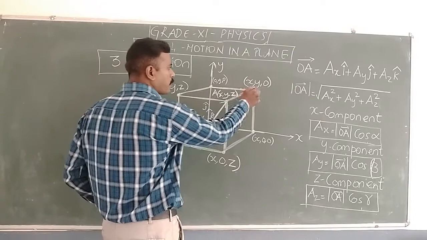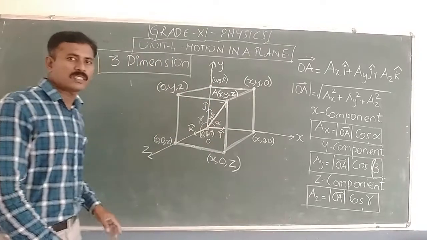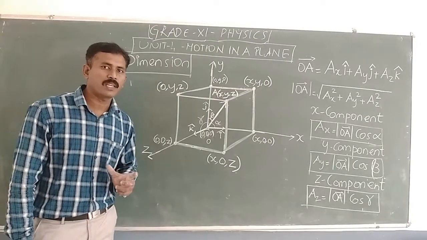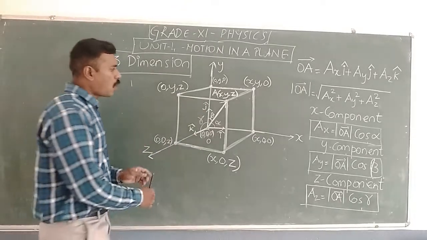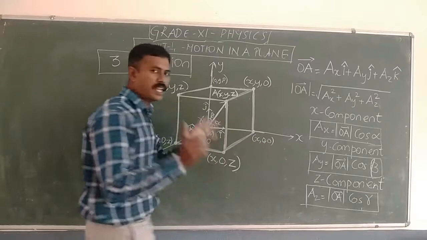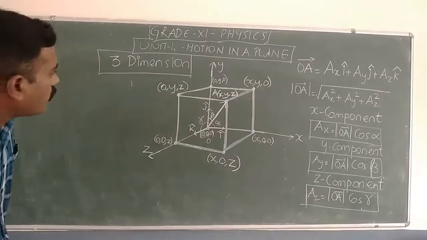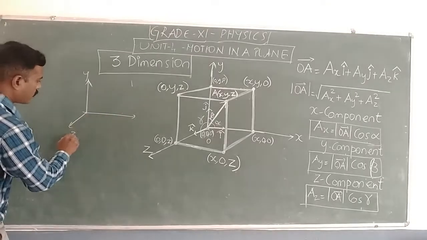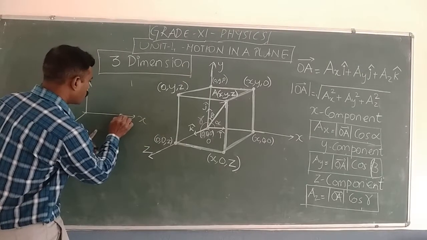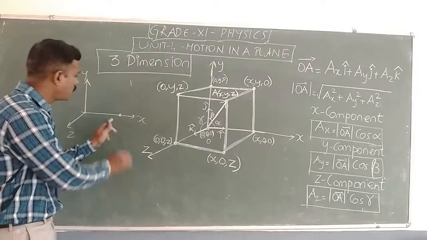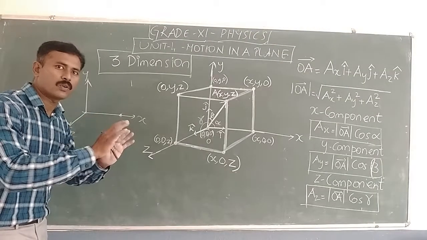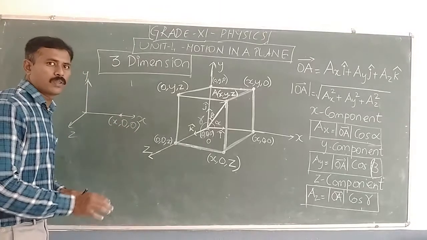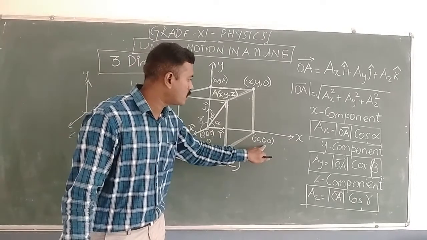For each and every point, I have written what the position vector is. How is the position of each and every point described in this diagram? Take only the x-axis. Clear? You just consider only the x-axis. If the point lies here, there is no z component and no y component. So y and z will both be 0. Clear? So this point is x comma 0 comma 0.